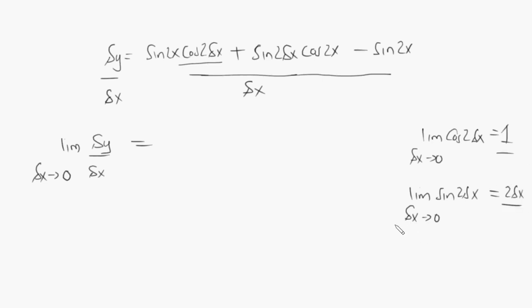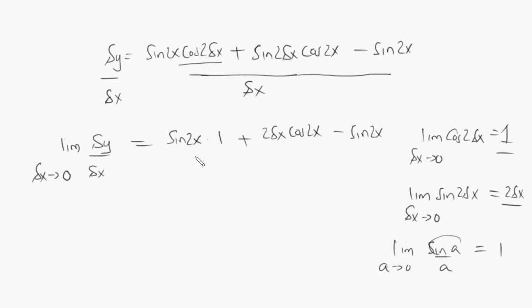Okay, get that one. That is why, if you remember, we said sin a over a, its limit as a approaches 0 is 1. And here it will be a, so a over a will just be 1. You can remember this from the previous tutorial. So here I will have sin of 2x times 1 plus this one will be just 2 delta x cos 2x minus sin of 2x over delta x. So this now is just my dy dx.